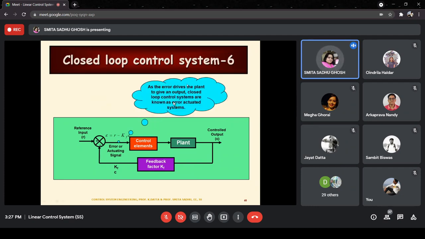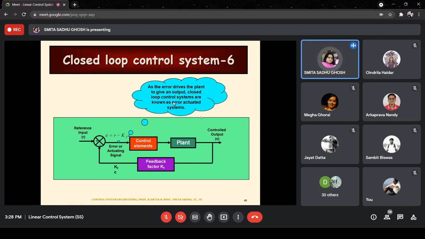As the error drives the plant to give an output, this signal will go to the control elements, and the control elements will generate the signal which is going to drive the plant. So the error is, in effect, going to drive the plant. Closed loop systems are known as error actuated systems because the moment this signal is equal to 0, there's no further actuation of the plant, right? Because the plant input becomes 0. So closed loop systems are also called error actuated systems.